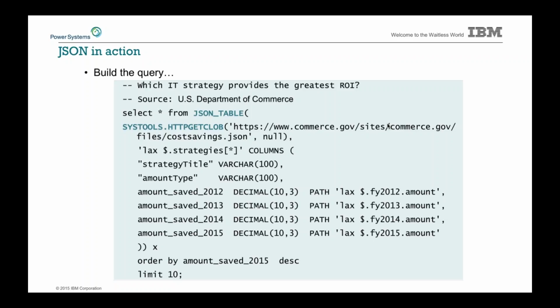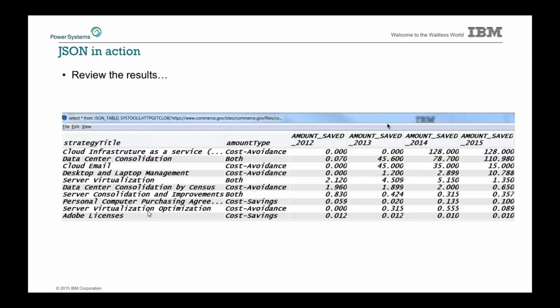I'm going to then use a lax strategy. I'm going to create the columns with a certain amount of data specified here, and we're going to get 10 of the different options that they've given us. So I can get JSON information either from the web or I can get it locally. That's one of the cool things about this support. And when I hit enter, I will get a table that gives me my different strategies, what the strategy titles are, the amount type, as well as the amount saved in each of the different years in these different areas.